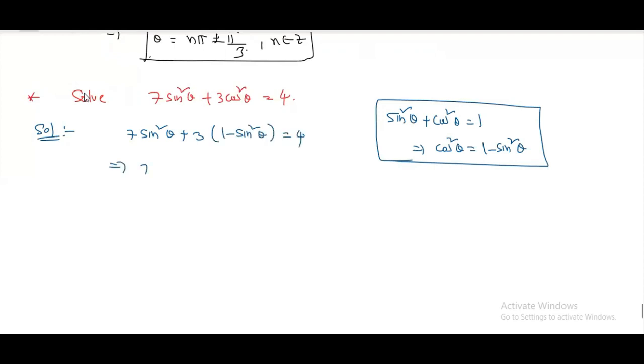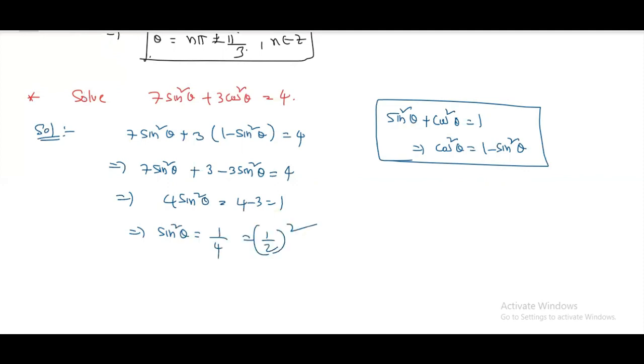So this is equal to 7 sin square theta plus 3 minus 3 sin square theta is equal to 4. So from here we will get 4 sin square theta is equal to 4 minus 3, which is 1. So sin square theta is equal to 1 by 4, which can be written as 1 by 2 whole square. So 1 by 2, where we get sine for 30 degrees.